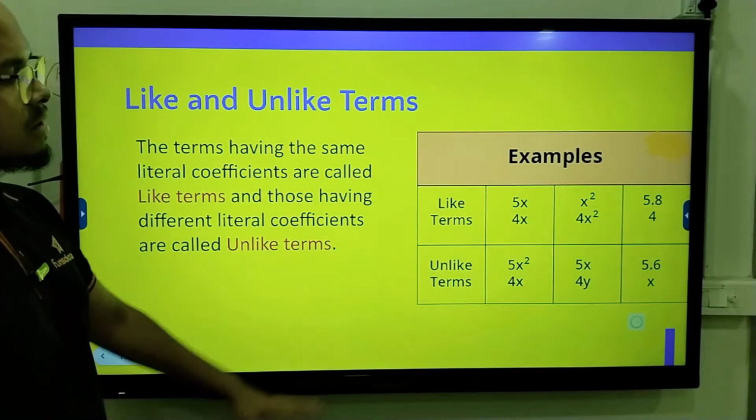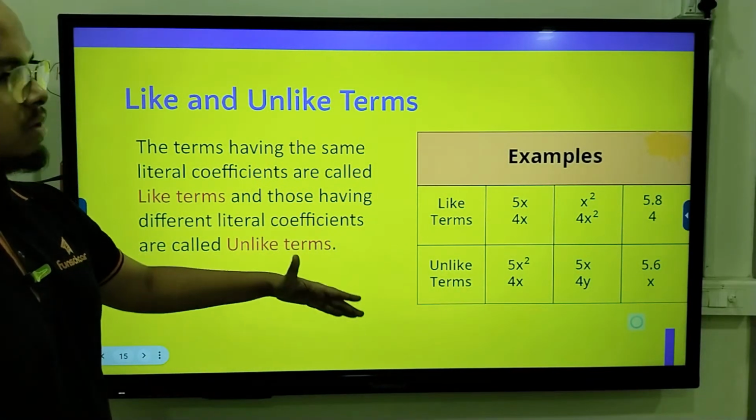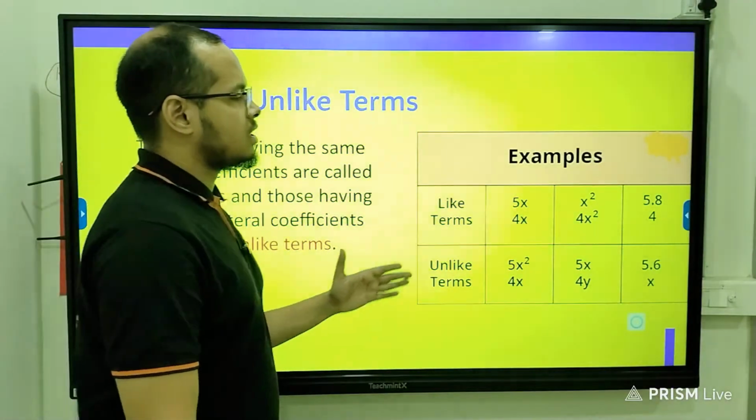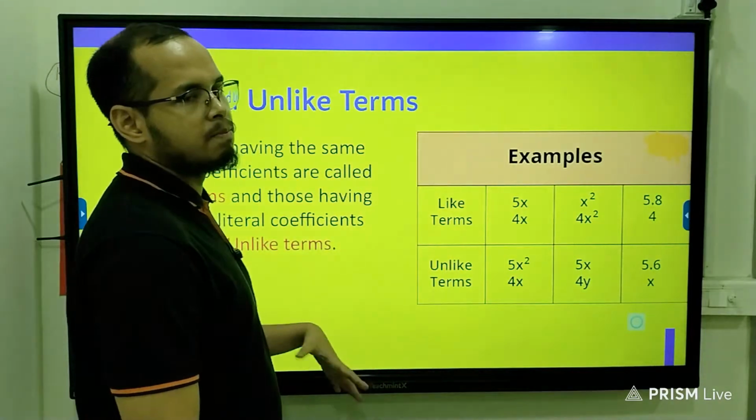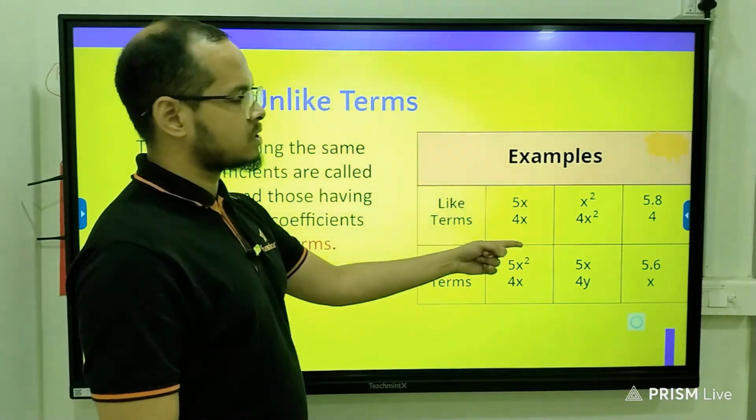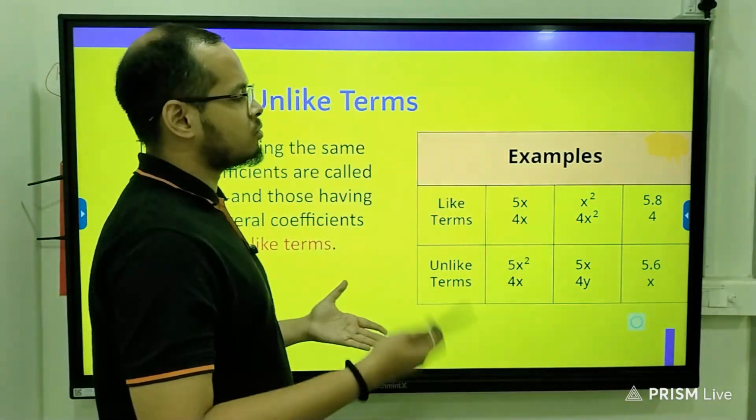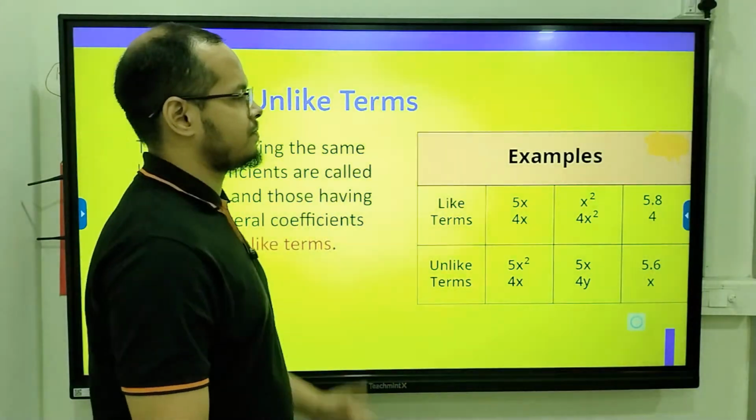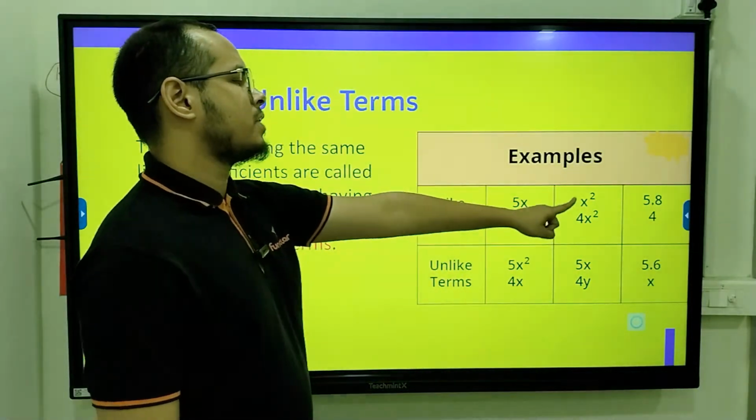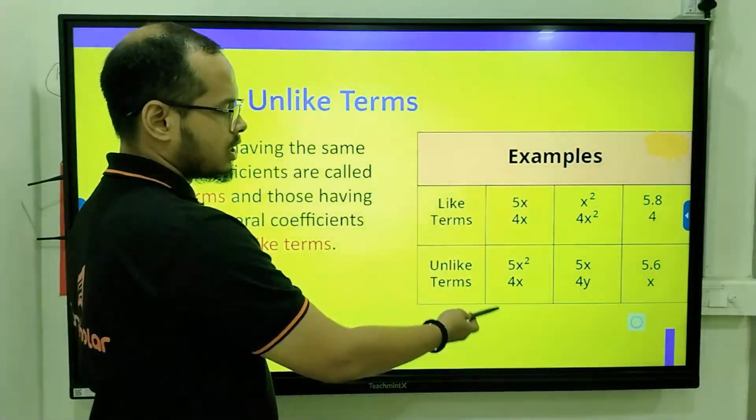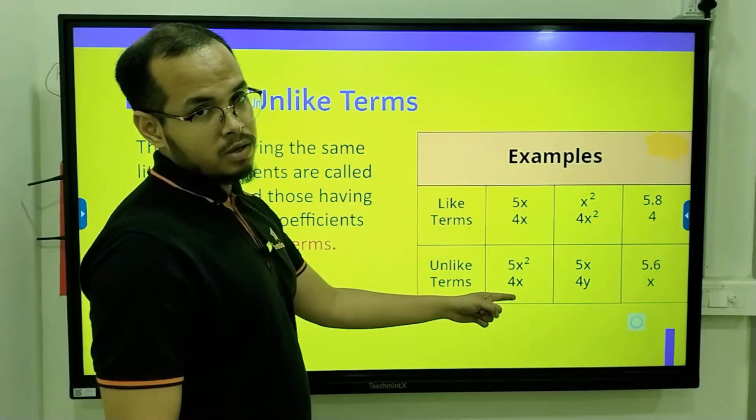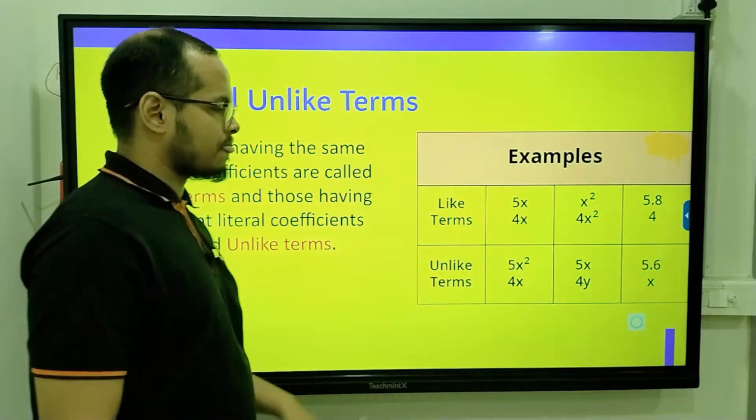Next, now we'll come to like and unlike terms. Like terms are those that have coefficients and variables raised to the same power. So 5x, 4x, same power, because in both cases x is raised to the power 1. Similarly, for like terms, x square, 4x square, 5x square. That's it. Unlike terms are when the variable raised to the power is not matching.